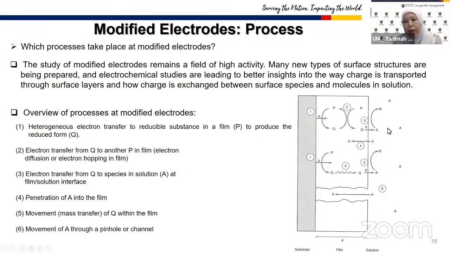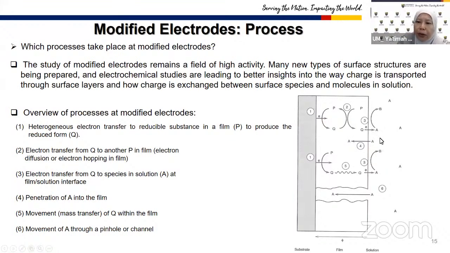So we have your first material P, and then it produces Q. Then electron transfer from Q to another P in the film, which is what happens in your film. You can see continuous forming, P to Q, Q to P, so more of an equilibrium state. And then the third one is the electron transfer from Q to the solution at your solution interface. So the first electron transfer happened on the electrode, between a substrate and your thin film. Second is happening in the thin film itself. And the third one, the P will convert to Q and the Q will react in the solution with A. So this is where another electron transfer happened, on the surface of the thin film with the solution.